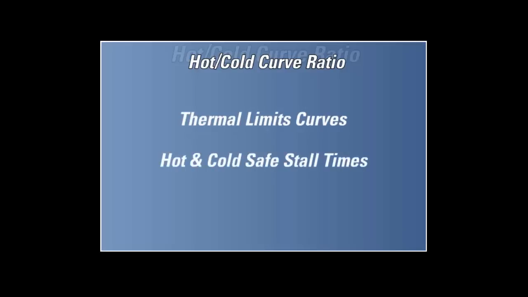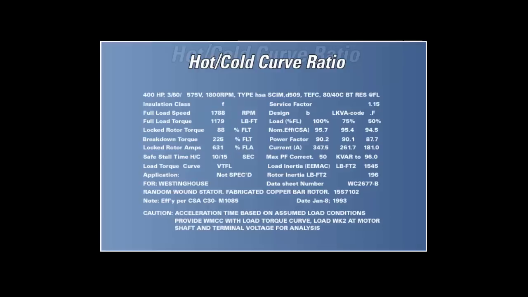Determining the hot-cold curve ratio. The hot-cold curve ratio can be determined from either the thermal limits curves if provided, or from the hot and cold safe stall times. If the hot and cold safe stall times are used to determine the hot-cold ratio, simply divide the hot safe stall time by the cold safe stall time.